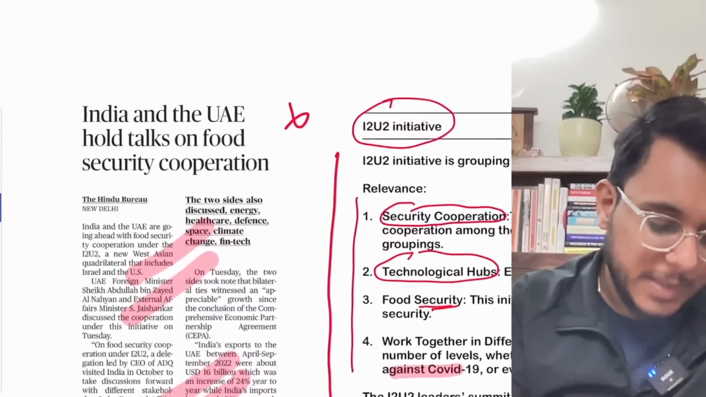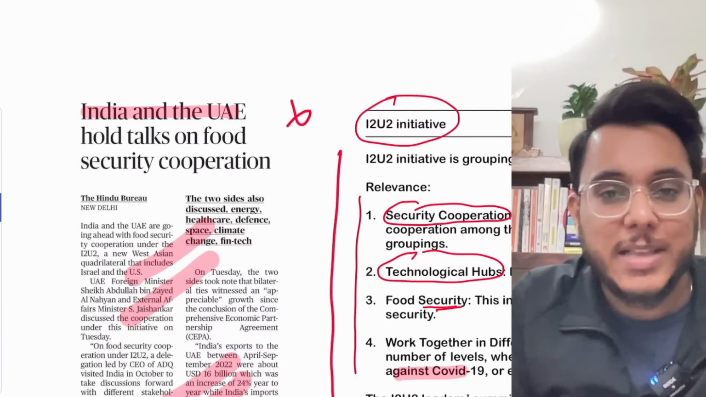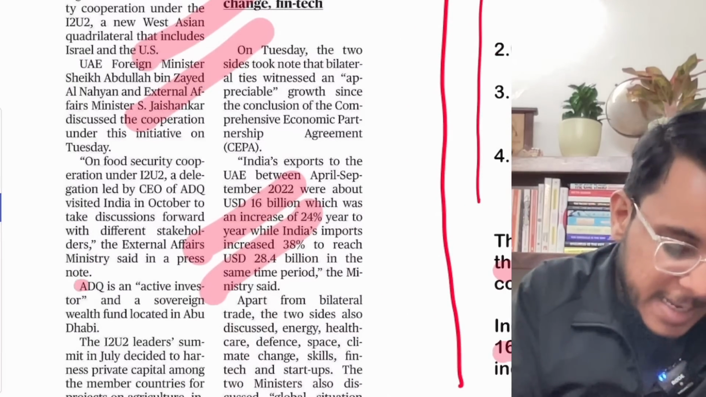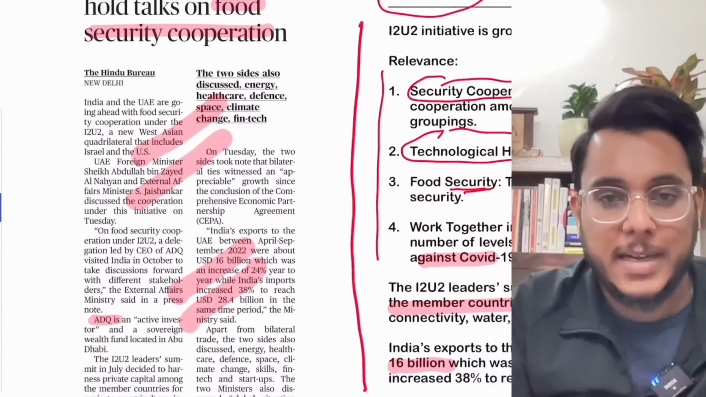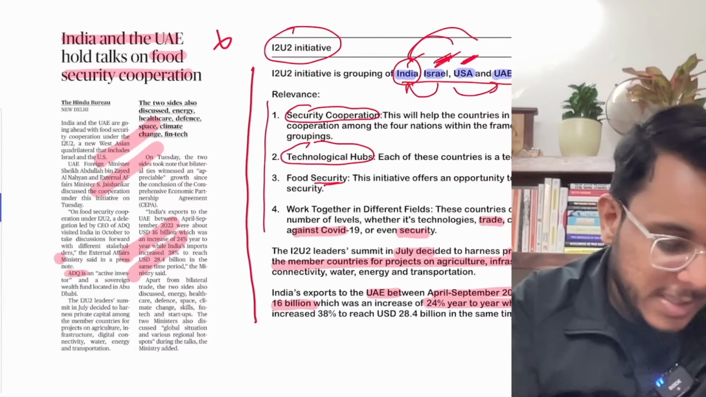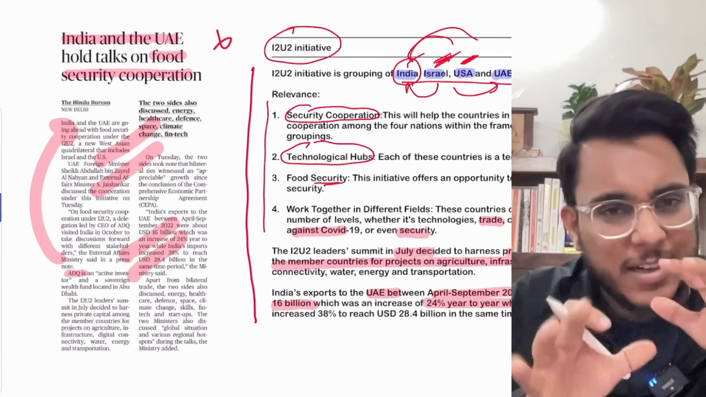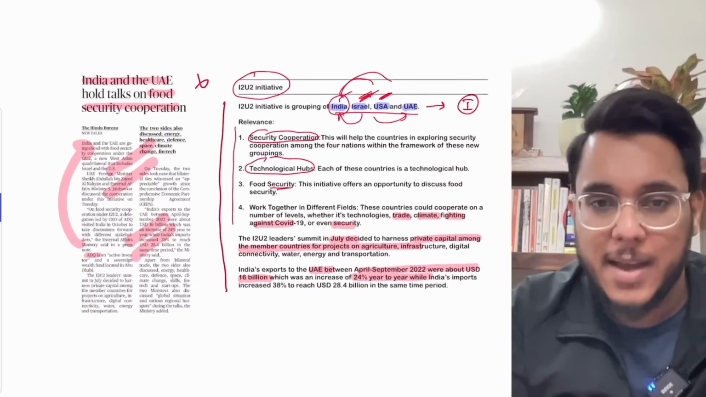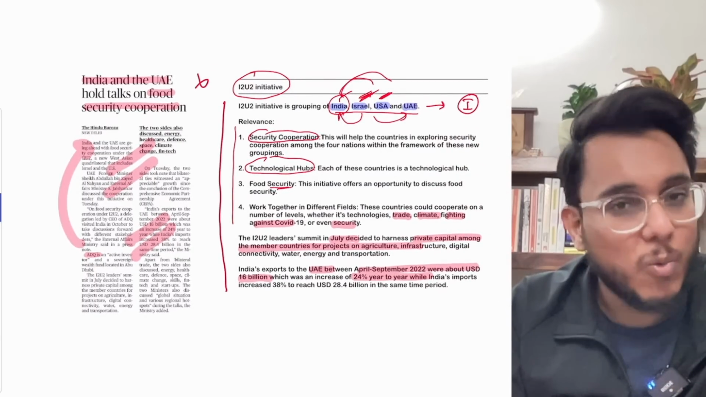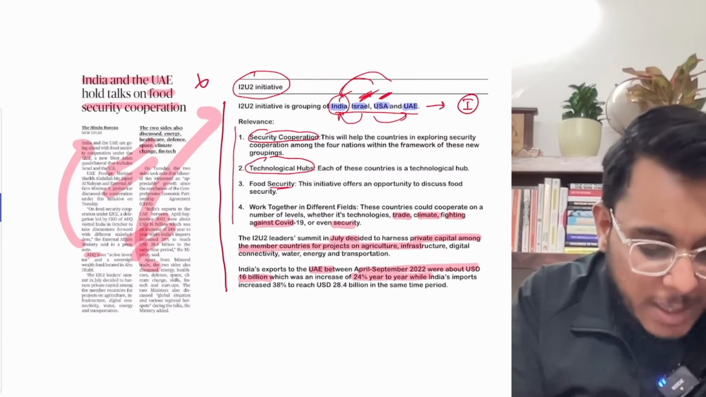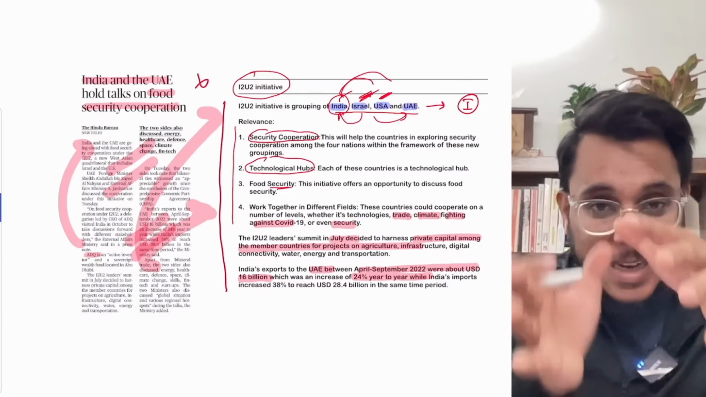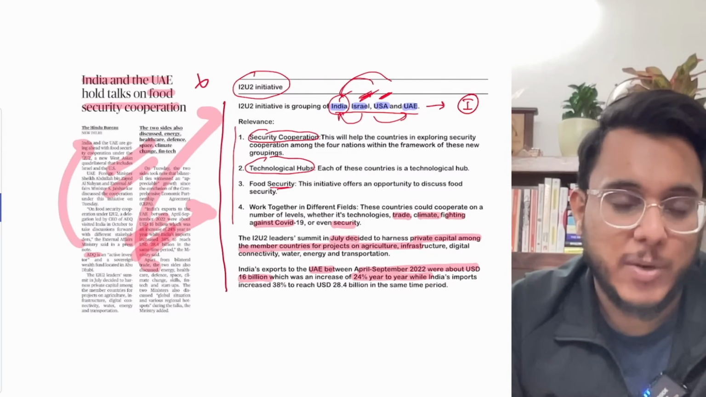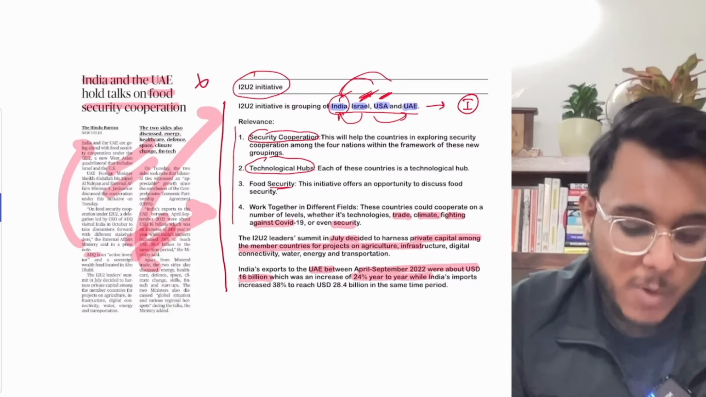Now there was a conference between India and UAE talking about food security cooperation. ADQ is a corporate group of the UAE, and this ADQ wants to come into India. They have had some discussion, but nothing concrete has come out of it; just a discussion has been held. That one discussion is not that important, but this I2U2 initiative, under which these negotiations are happening, is something that you need to see and understand. So that is all, guys, about this article.